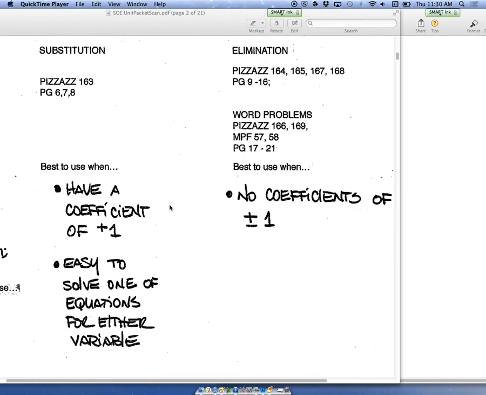Okay, this video will go through the substitution method for solving systems of equations. So in your packet, if you would go back to the beginning and find the substitution column, which is on the back of the cover sheet.